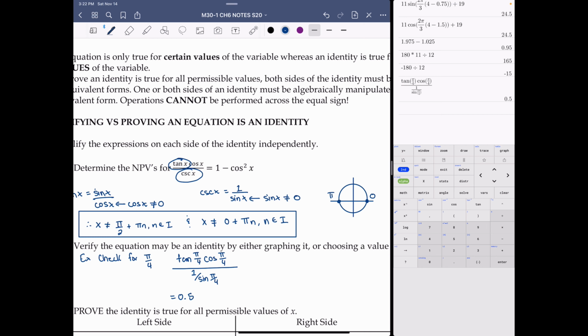Then we want to sub that value into the right side as well. 1 minus cos squared pi over 4. 1 minus bracket cos fraction pi over 4. Move out of the fraction, move out of those brackets, close the bracket around the cos, and then square it, and we get 0.5. So the left side equals the right side, which tells us this could be an identity, and then we would need to prove it.